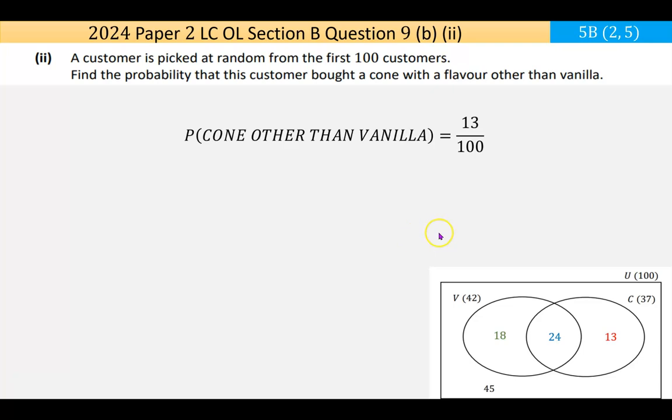So the probability is given by the number of actual things we're talking about divided by the total number of possible things. So 100 is the total number of customers. Only 13 of them bought a cone with a flavor other than vanilla. Again, even as I say it, my brain is kind of struggling to appreciate it. That is a problem with probability. It can be counterintuitive. It might just be the moment I'm in.